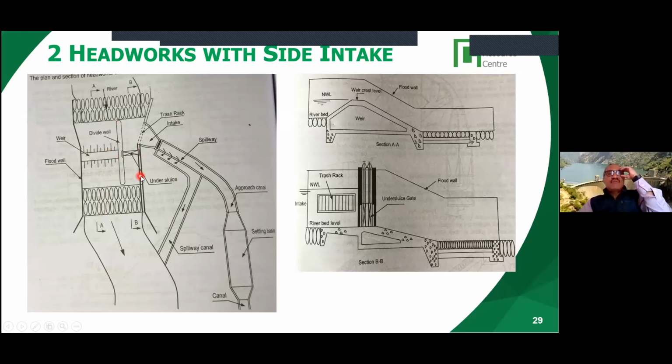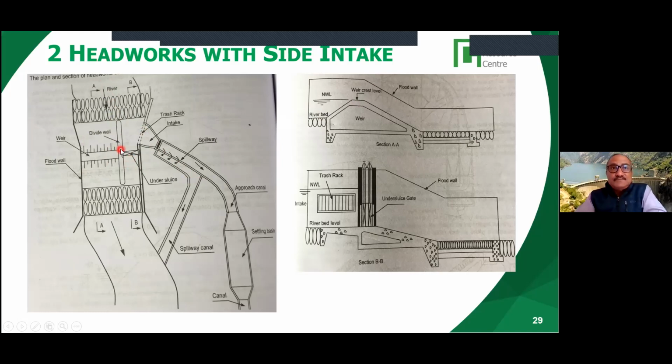And the reason you provide the undersluice is because you want to direct the water towards the intake. Because if the level of the weir across the river is of the same height, then the water will just flow in a straight manner. But you want to divert it towards the intake. So the level of the undersluice is slightly lower.